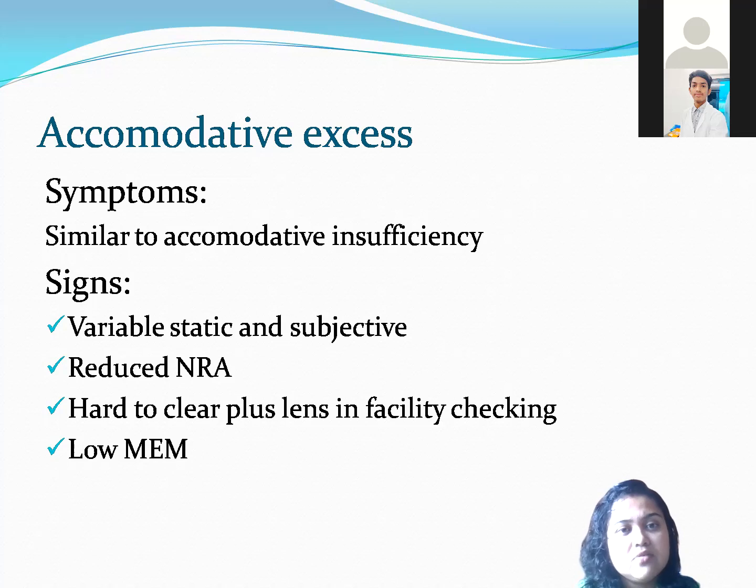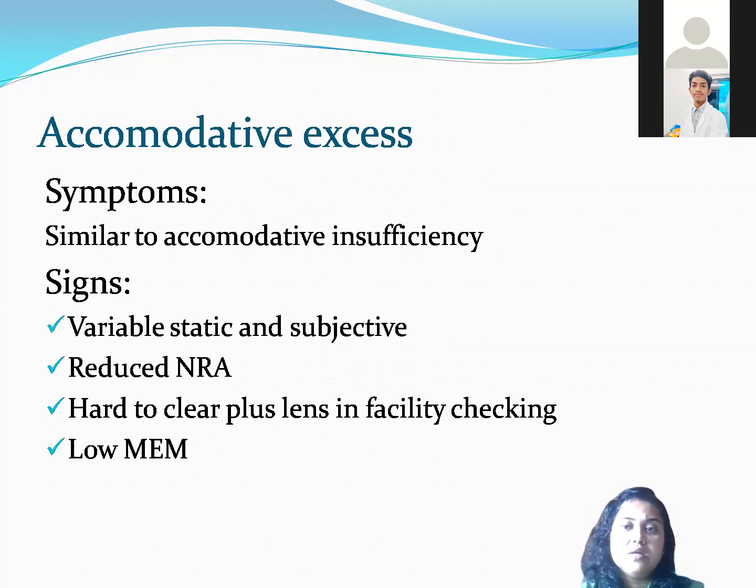The main thing where you find the difference is the MEM value. If you do a proper dynamic retinoscopy, you will find a lead of accommodation in case of accommodative excess. When you are doing MEM, you should get a plus 0.5 or plus 0.75 lag of accommodation. In accommodative excess, you can get a plus 0.5, plus 0.25 or 0, or on the minus side. So the MEM value will be low. That means there will be a lead of accommodation in the MEM dynamic retinoscopy testing. Amplitude of accommodation will be on the higher side.